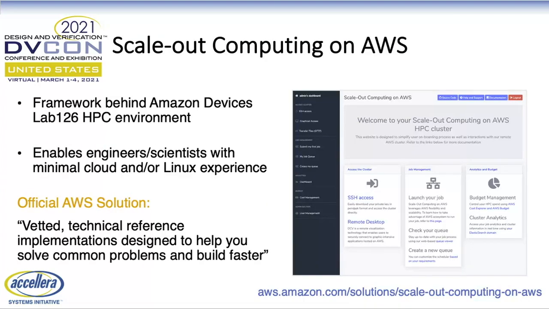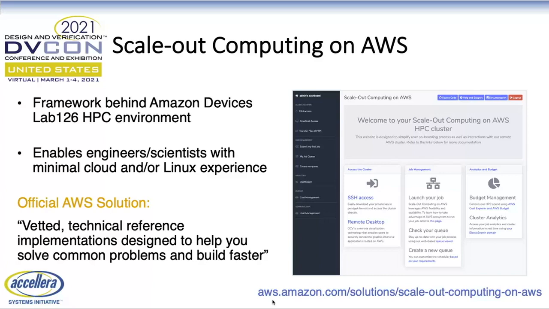So in order to deploy a stack suitable for EDA workloads on AWS, we are going to use a solution called Scale Out Computing on AWS. You can see the link at the bottom here. This is actually the official framework that is used by Amazon Devices Lab 126, the team that develops the Echo devices and the Kindle devices that some of you might be familiar with.